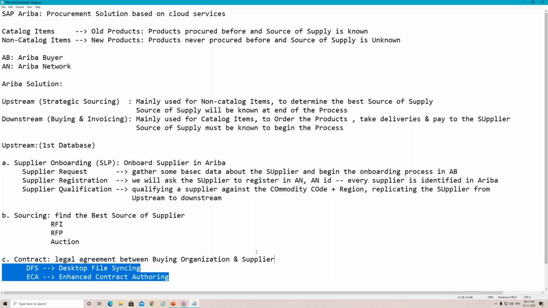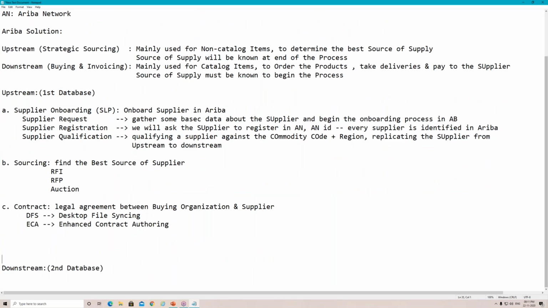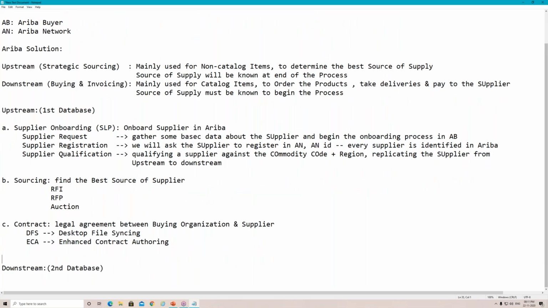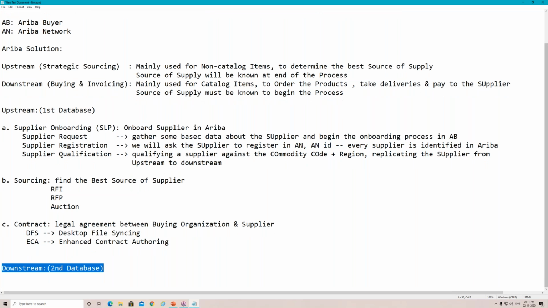Exactly. Very correct. Now, once your contract has been done, very good. Now, all of you will ask me, Manoj, what's the issue? The issue is this contract you have to consume in downstream, but downstream has a different database. Upstream has a different database. So the contract is present in the upstream database, but where you will create a PR or PO against that contract in downstream is again a different database.